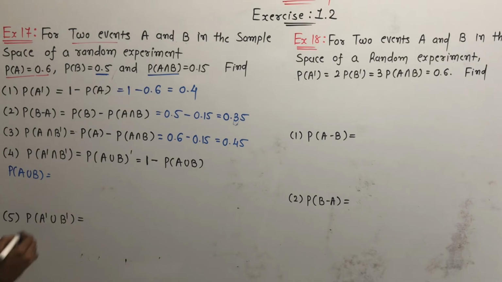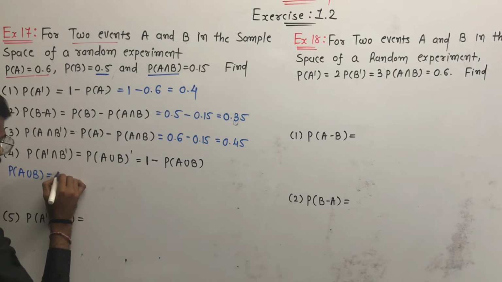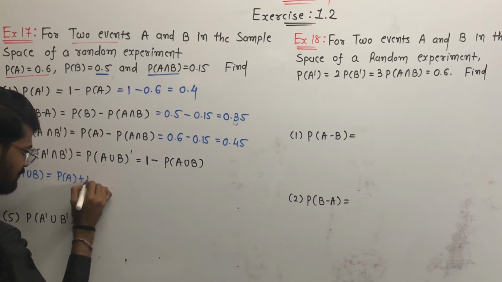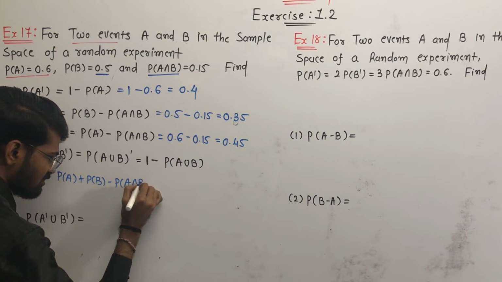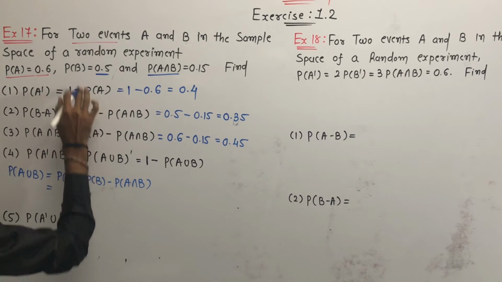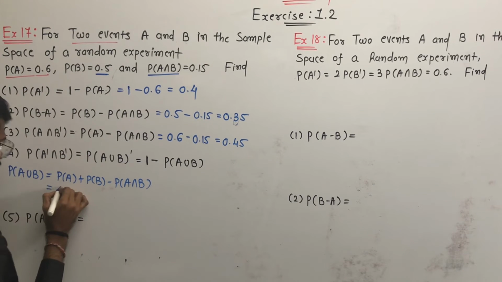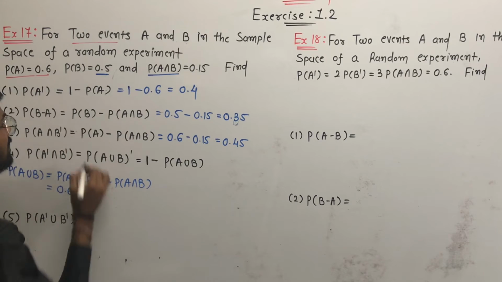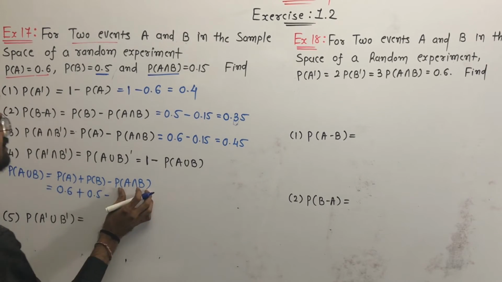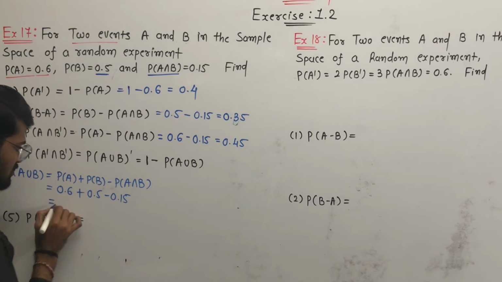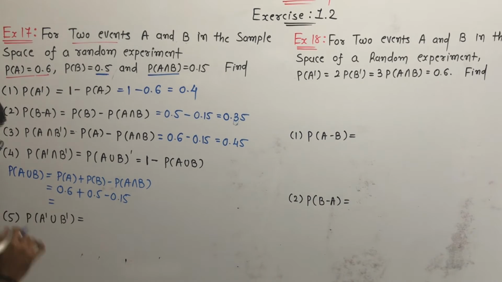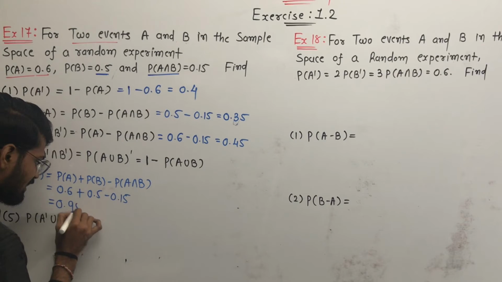P of A union B is equal to P of A plus P of B minus P of A intersection B. P of A is equal to 0.6, plus P of B is equal to 0.5, minus P of A intersection B is equal to 0.15. Yes, so it will be 1.1 minus 0.15, so it is equal to 0.95.